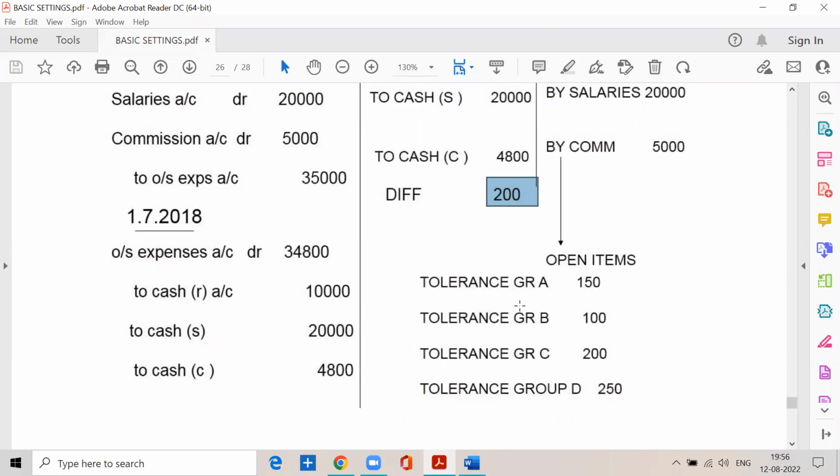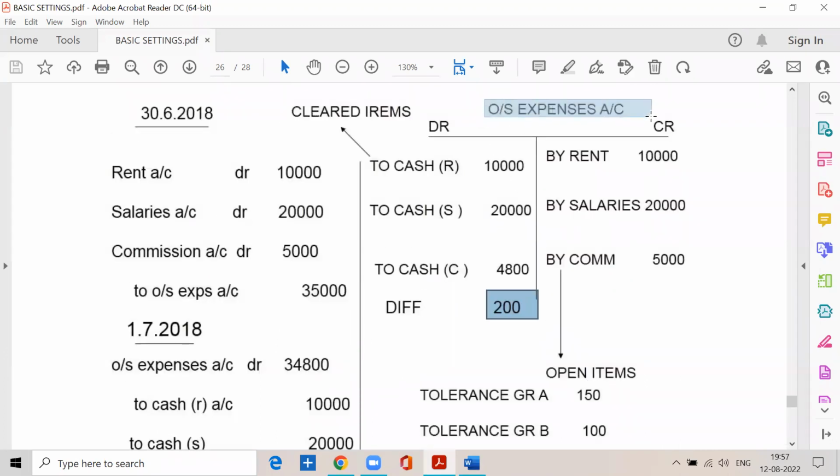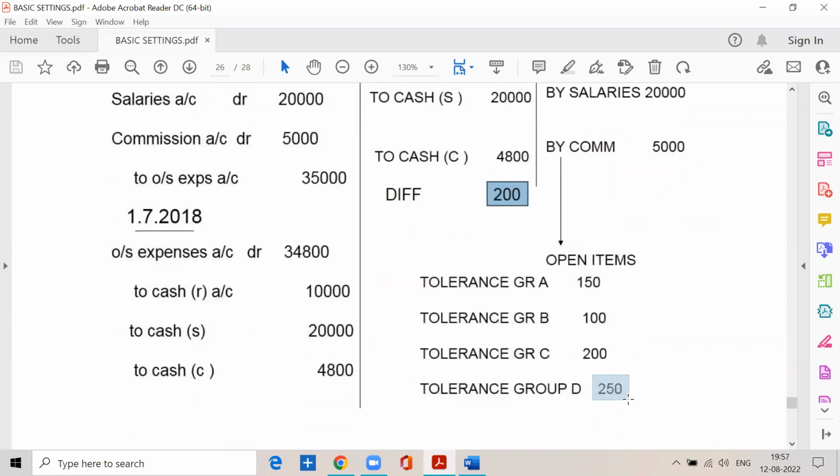So let us come in the reverse way. Before that, suppose for example you have assigned tolerance group D in the outstanding expense account. The difference is 200 rupees in the account. Upper limit is 250, so the difference is less than the upper limit. Then that will be transferred to the P&L account. Suppose you assign either A or B, the difference of 200 is more than the A or B upper limit. Then this 200 will be transferred to the balance sheet.